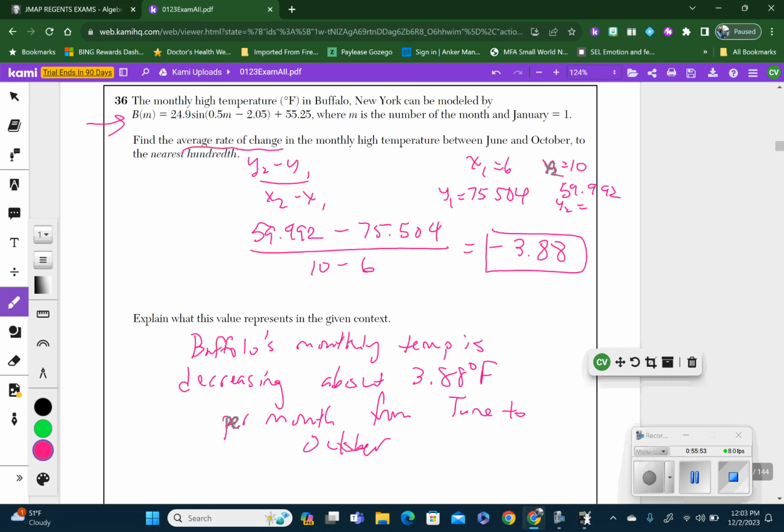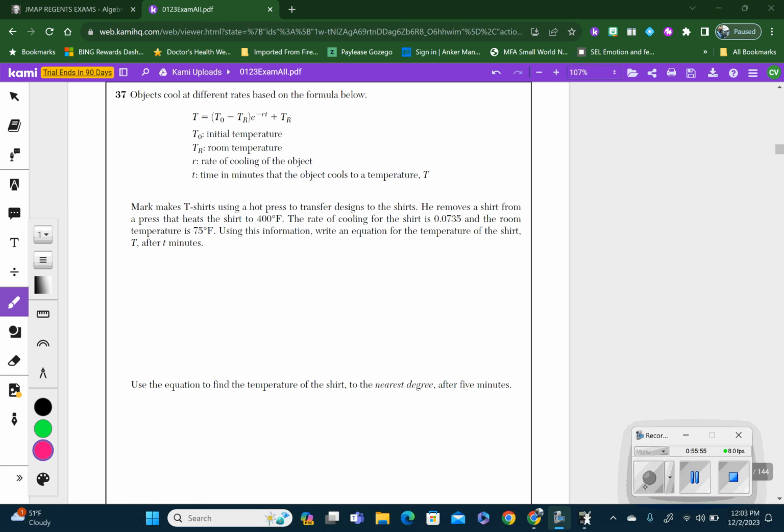Good. So for this last question, I am going to go over this with you, even though I haven't specifically taught it. It's just plugging things in. So if you take a look, this guy, Mark, makes t-shirts. So this is your formula, right? It tells you what each of these are. So the first thing we're going to do is write an equation.